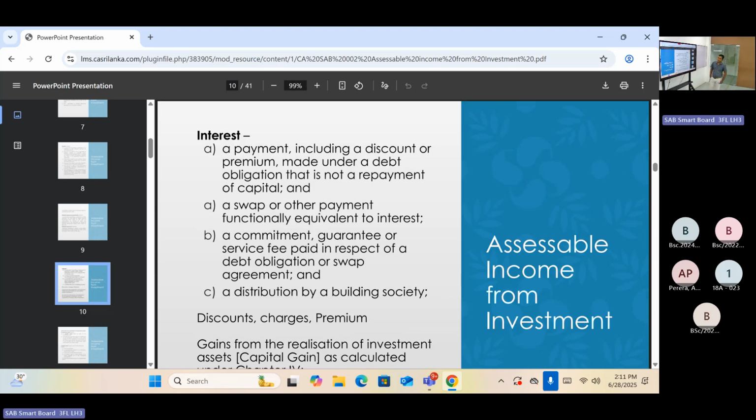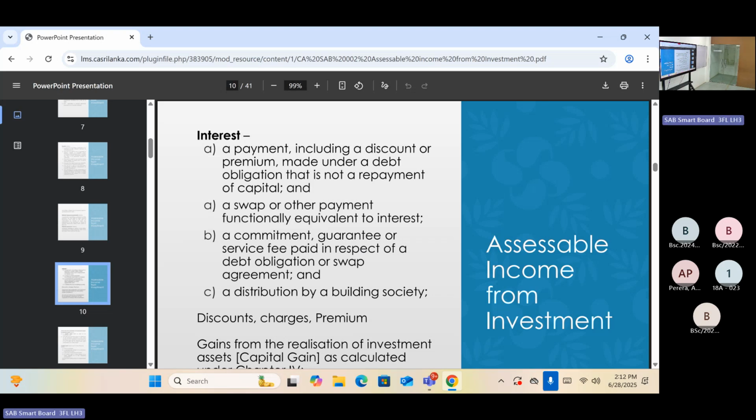Interest. What is meant by interest? Interest means a payment, including a discount or premium, made under a debt obligation, that is not part of the repayment of the capital. If there is anything received on a debt obligation other than repayment of capital, it goes as interest. Say if you are putting money in the bank, it is the bank's obligation to pay us back. Other than repayment of capital, any payment they make for that particular investment goes as interest. That's the meaning.